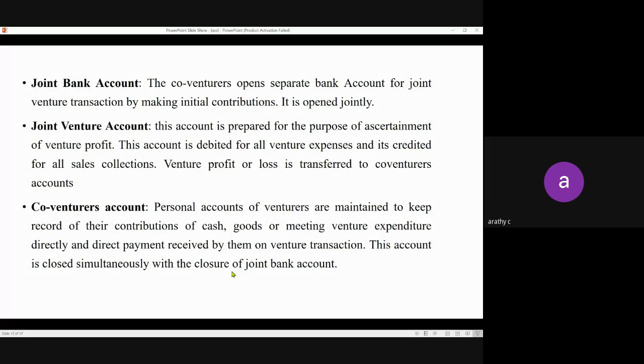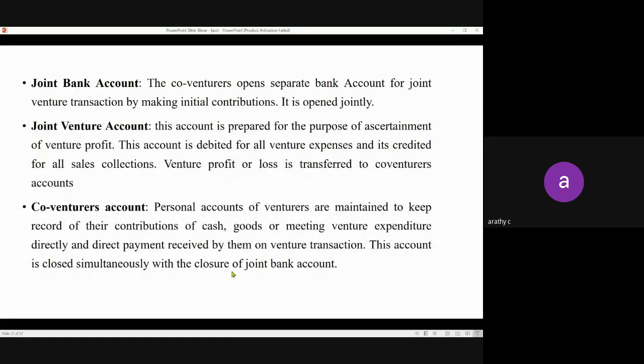So, what is joint bank account? When the co-venturers open a separate bank account for joint venture transactions by making their initial contribution. Their initial contribution means their capital. So they open a separate bank account for contributing their capital. So it is opened jointly by all the co-venturers. This is the joint bank account.